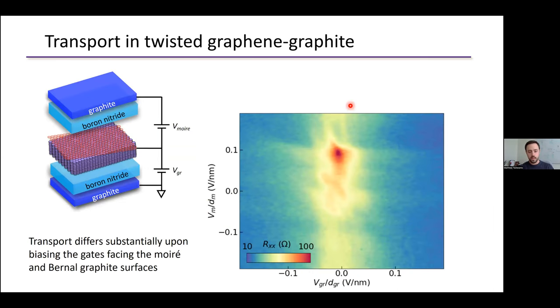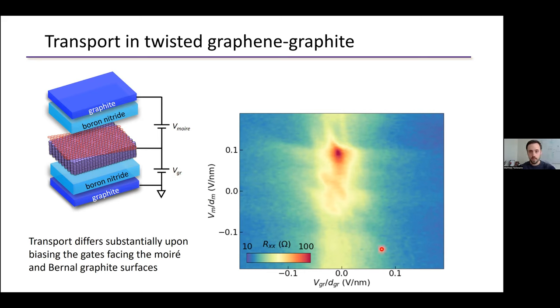Okay, so with all of this in mind, I can move now to what happens when I take my graphite and twist a sheet of graphene on top of it. We'll use the same dual-gated device geometry, but now the gates are asymmetric. One gate faces the Moire interface, and I'll call that V Moire, or VM for short. And the other gate faces the Bernal graphite interface, and I'll call that V graphite, or VGR. And so we can measure transport.